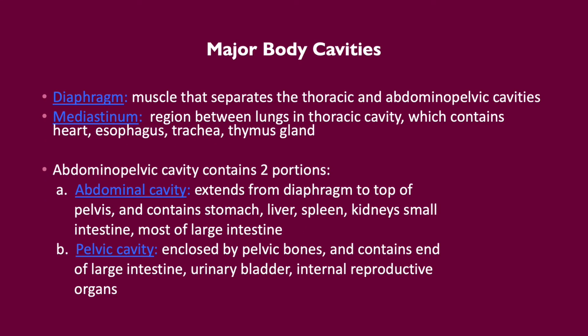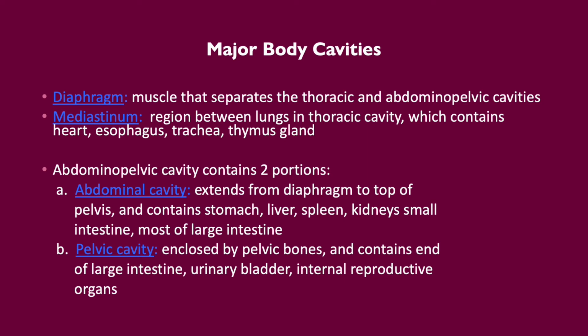Major body cavities. The diaphragm is a muscle that separates the thoracic and the abdominal pelvic cavities. The mediastinum is the region between the lungs in the thoracic cavity, which contains the heart, esophagus, trachea, and the thymus gland. The abdominal pelvic cavity contains two portions.